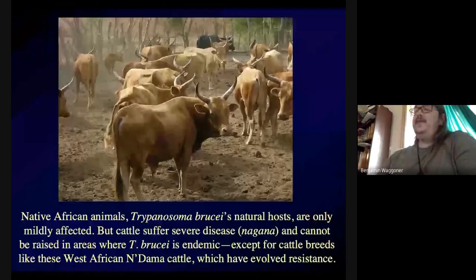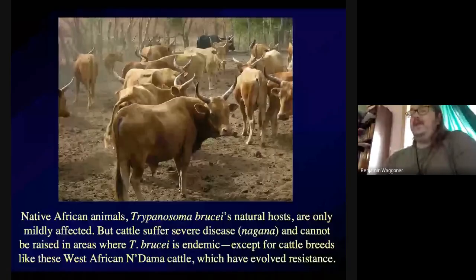The natural host of Trypanosoma brucei are native African animals, antelopes and things like that, and they're only mildly affected by it. They have evolved a good deal of resistance. Cattle, however, suffer very severe disease, a disease called nagana. And most cattle can't be raised in areas where Trypanosoma brucei is endemic.